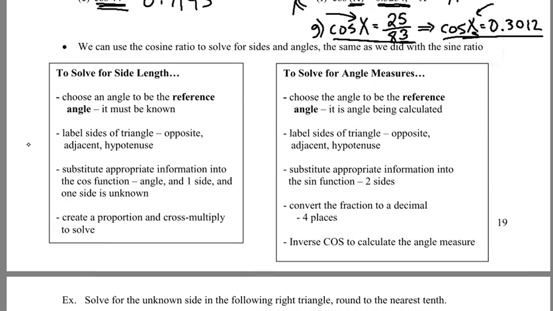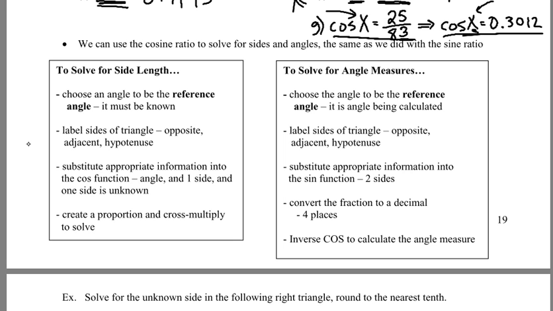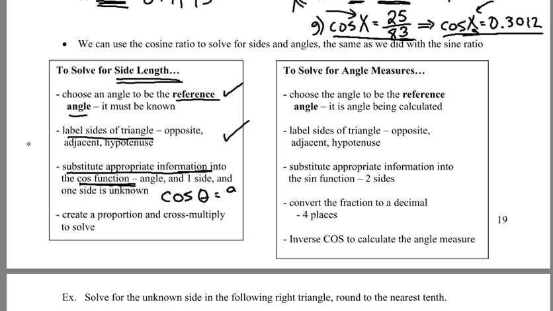Well, if we move on, these two boxes at the bottom don't tell us anything new. If we want to solve for a side length, choose your reference angle, step 1. Label the sides, step 2. Substitute appropriate information into your cosine function this time. So we would have cosine theta equals adjacent over hypotenuse because it's now cosine. But that third step is still substitute into our formula. Then, last step, solve. Solving for a side is cross multiplying. Nothing has changed in terms of process compared to sine.